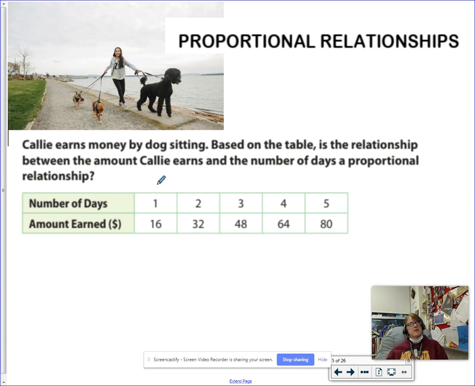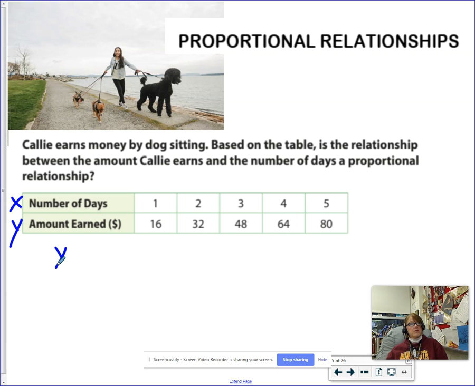Oh, look at the puppies. Callie earns money by dog sitting. Based on this table that you see here, is this relationship between the amount Callie earns and the number of days a proportional one? Remember what I've said is that that top row is your input. That's your independent variable. That's X. The bottom row is what is calculated or is dependent upon that independent variable. So money is my Y value.